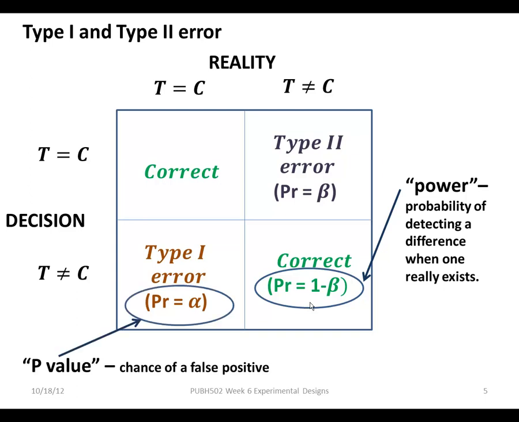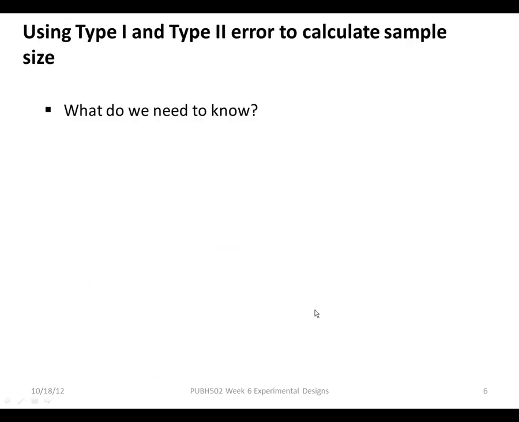And alpha, we also know it as a p-value in our statistical significance tests. It's basically the chance of a false positive. How likely is it that I'm going to say, yes, there's a difference, when in reality the treatment and control are actually the same? So I want to minimize my type 1 error, and I want to maximize my power.